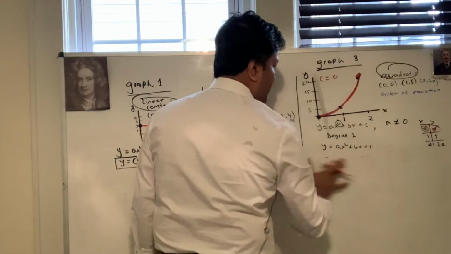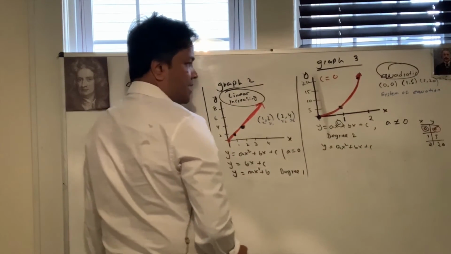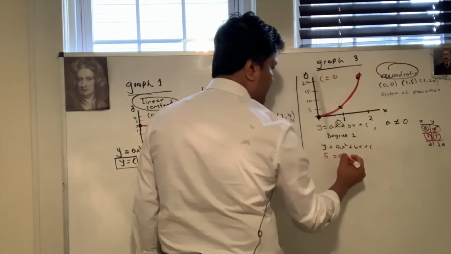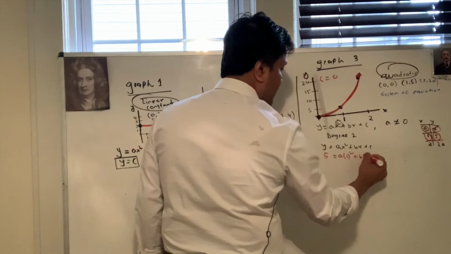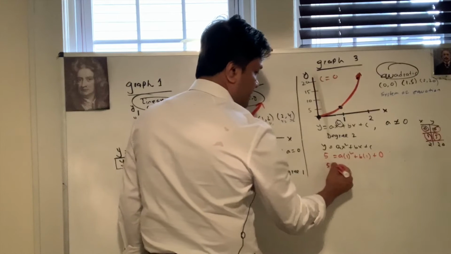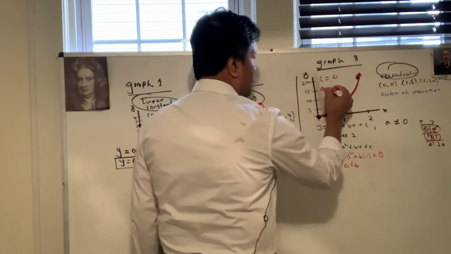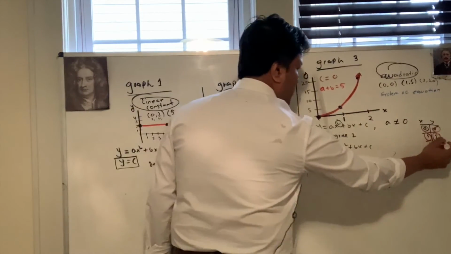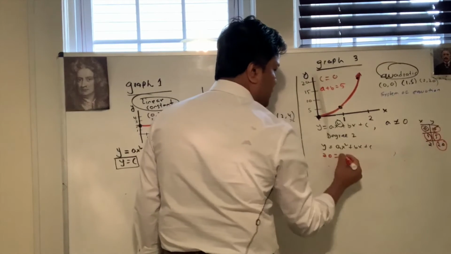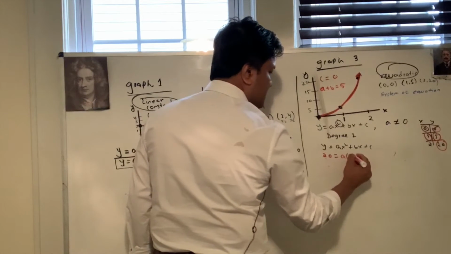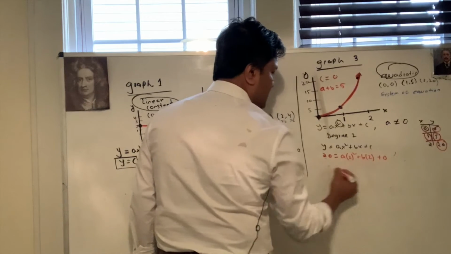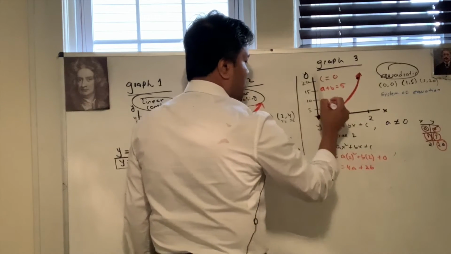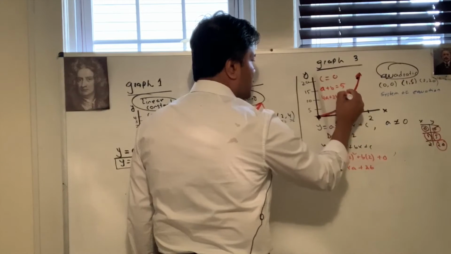And now what do we need to find? We need to find a and b. Let's see. This time y is 5 and x is 1. c is 0. So 5 is equal to a plus b. So a plus b is equal to 5. All right, now the last point. y is 20 and x is 2. So 20 is equal to 4a plus 2b. So 4a plus 2b is equal to 20.